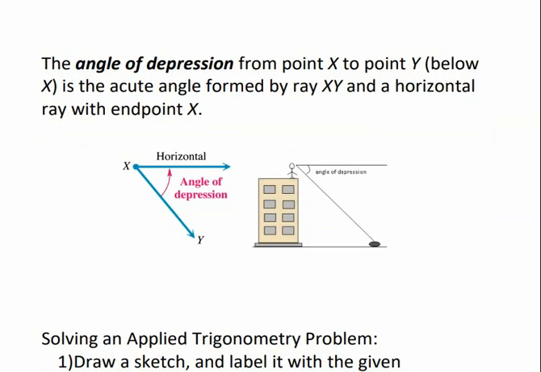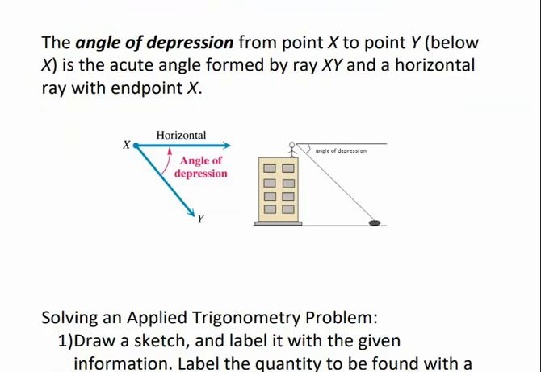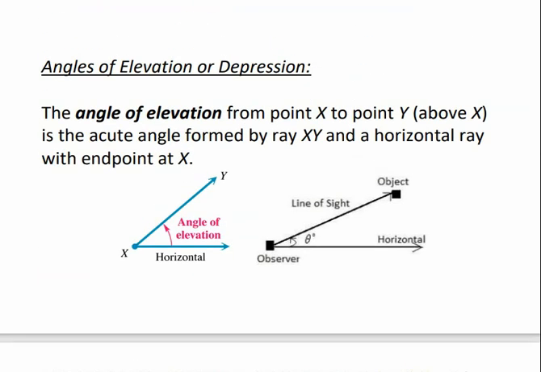So an angle of depression is also from a horizontal, but this would be the angle going down. You can go either direction, but if we have a horizontal line and then the ray is beneath the line, that's called the angle of depression. If we have a horizontal line and the ray is above that horizontal line, then that's an angle of elevation.